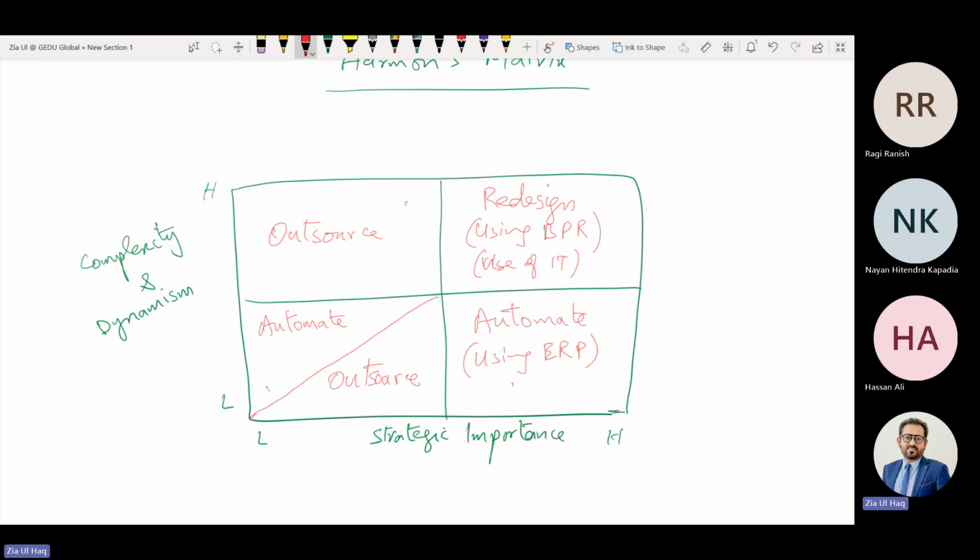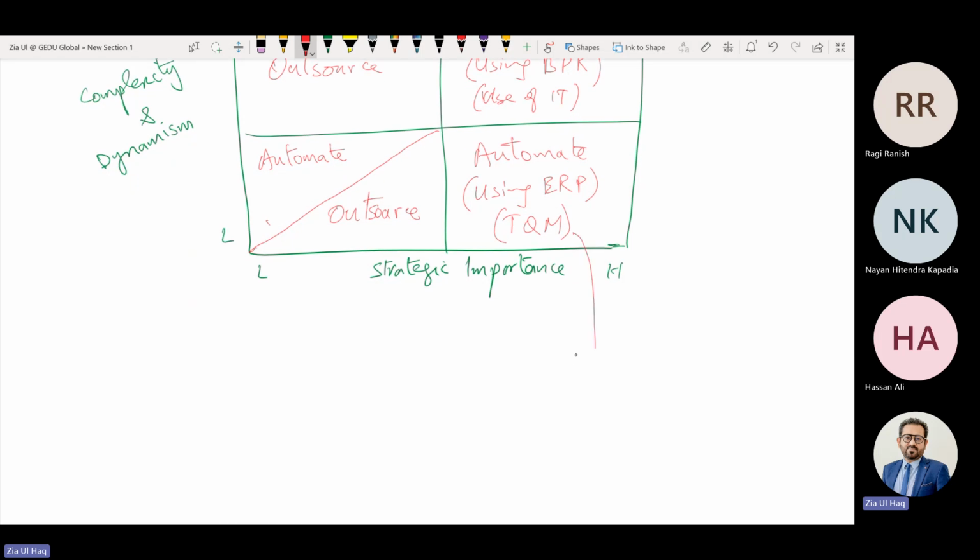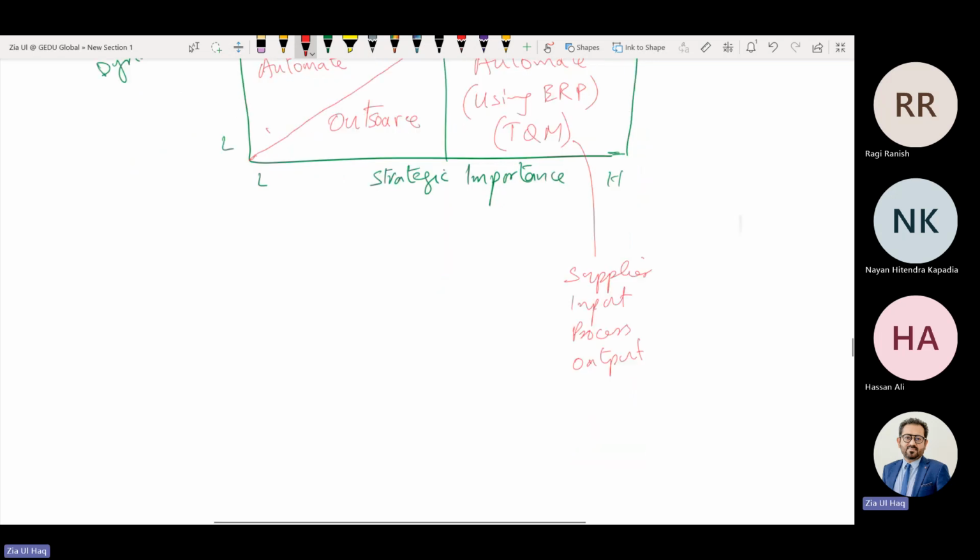We should focus on TQM, which stands for total quality management. What is total quality management? Try to focus on quality from supplier, input, process, output, and customer at every level. Focus on quality from supplier to customer at every level.